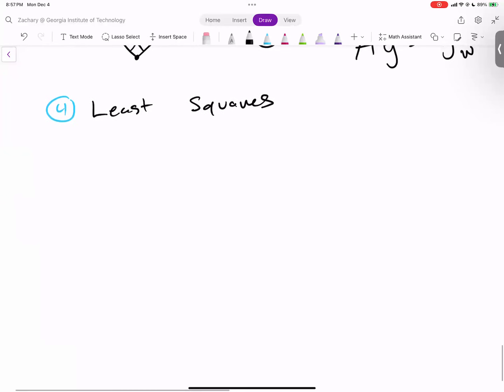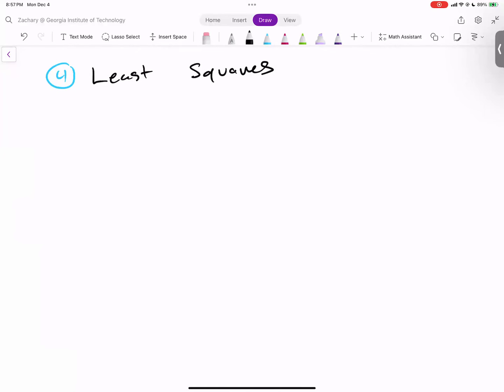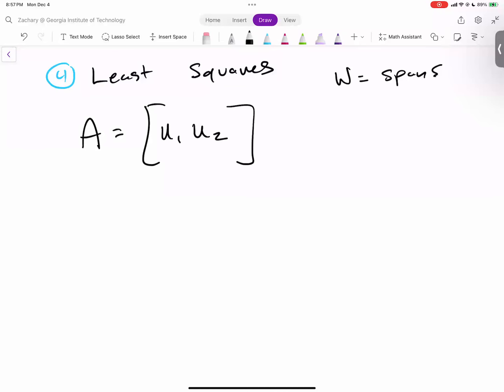Least squares is how pretty much any curve fitter works. If you've used MATLAB and you've used any kind of polyfit, you're just using least squares. It's the same thing. So the way that this works is if we have a matrix, I'll call it A, is once again U1, U2, where W is equal to the span of U1, U2, and we have a vector Y, and we're trying to get as close to Y as we can.